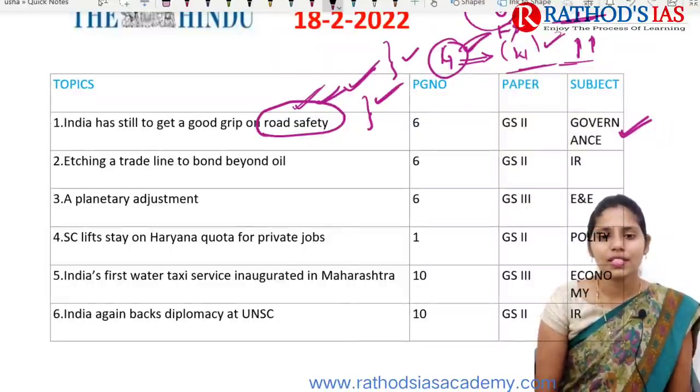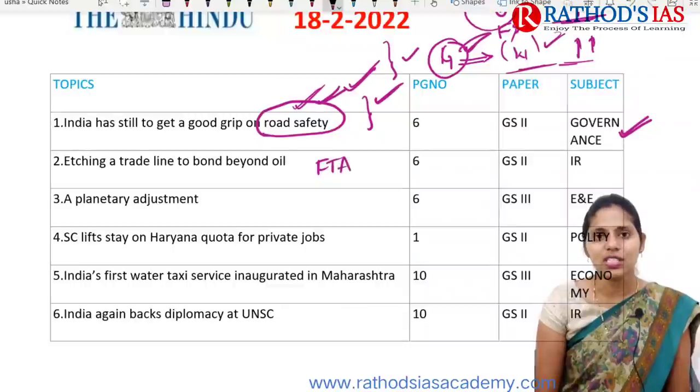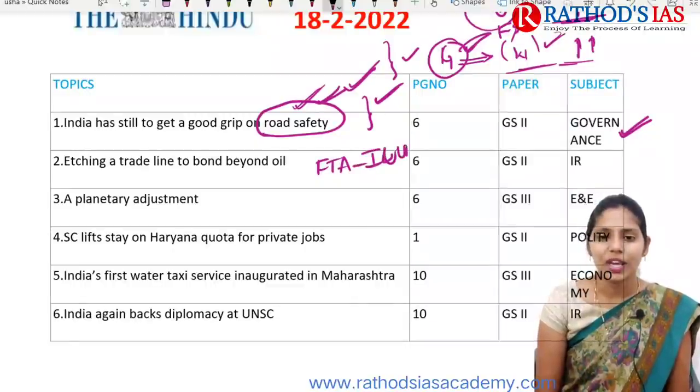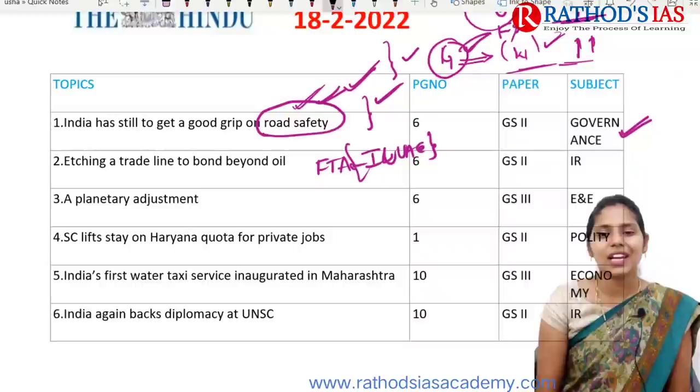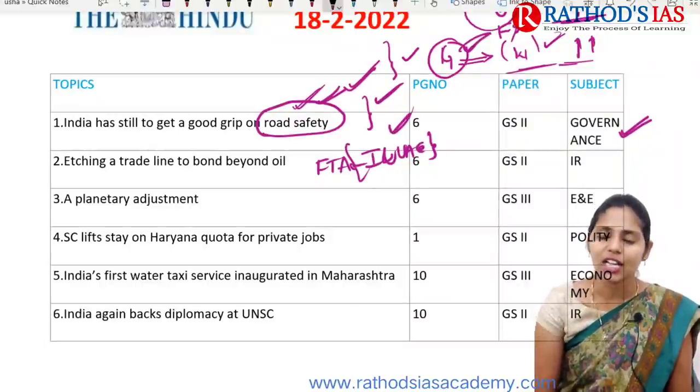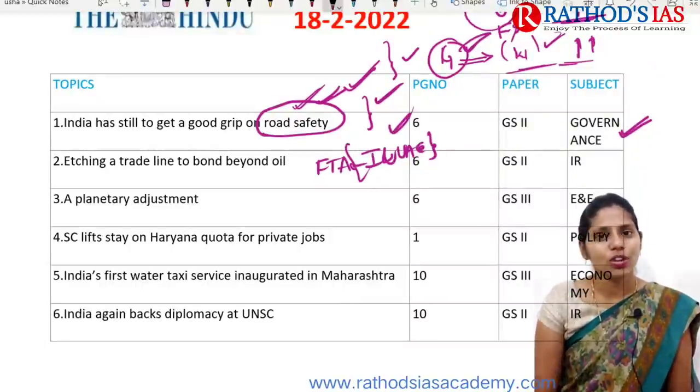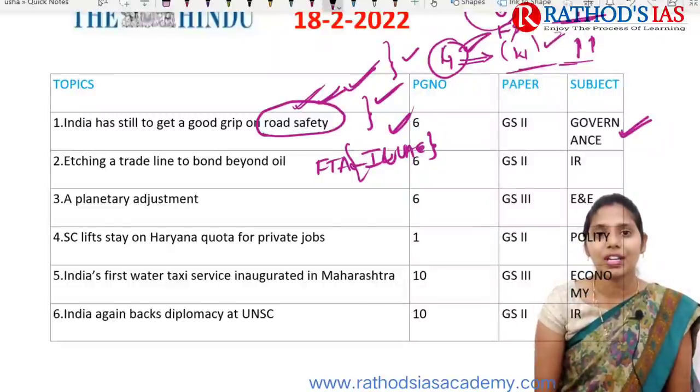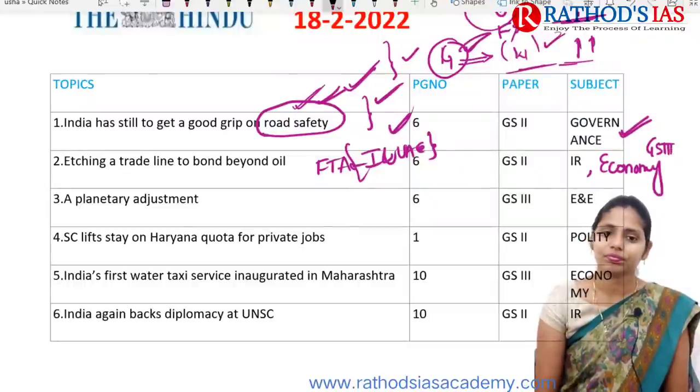And next topic, it is about the free trade agreement between India and UAE. And this article mainly gives you many dimensions regarding this free trade agreement. So we are going to discuss that; it is important from international relations. And even we can connect this topic with economy, which mainly comes under GS paper 3.